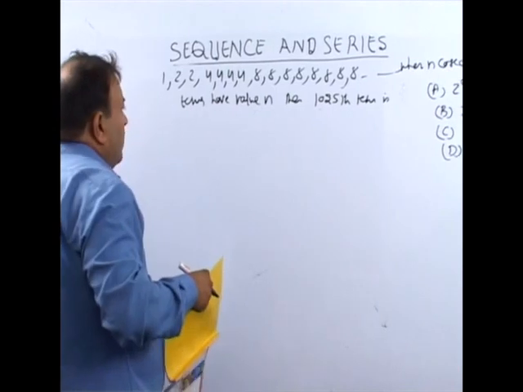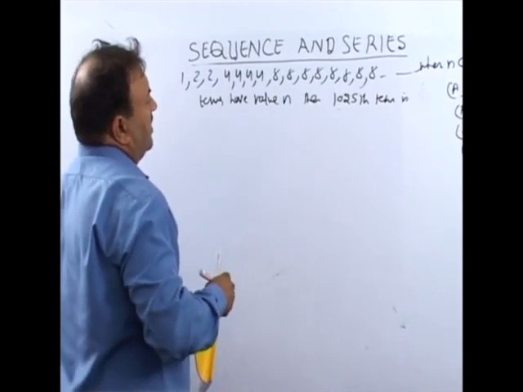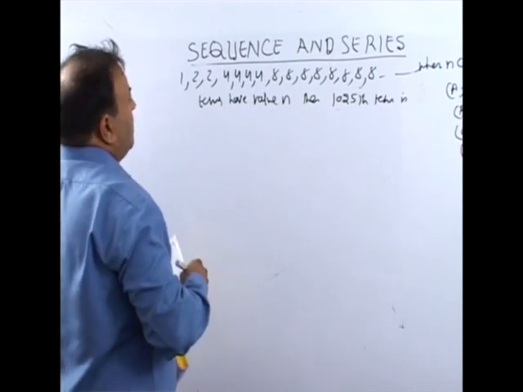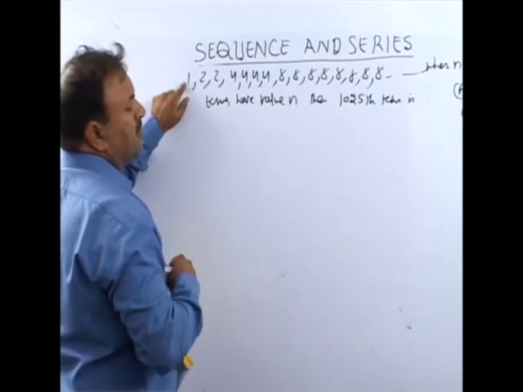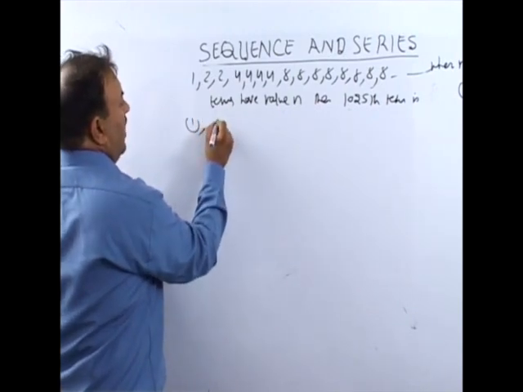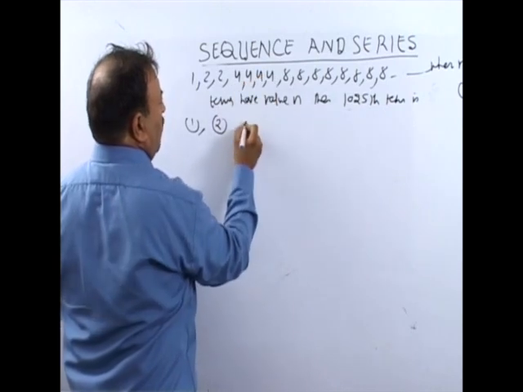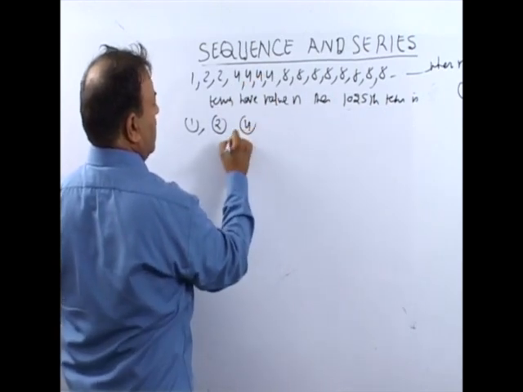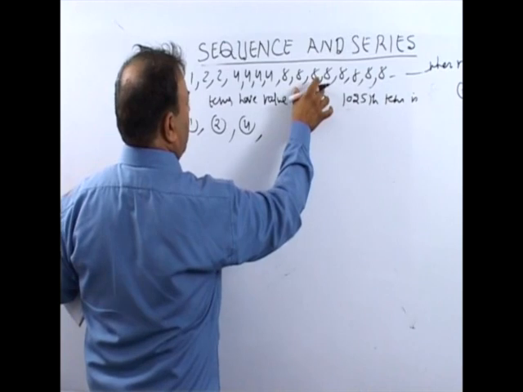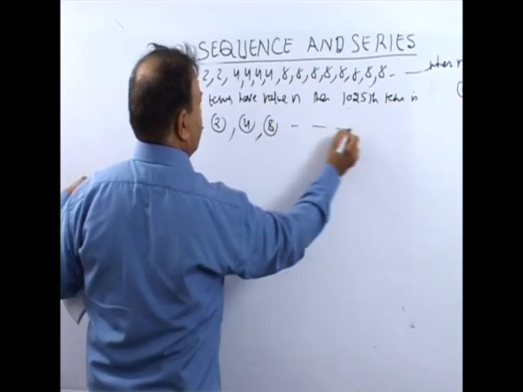Now the method of doing these types of questions is, we just see the things. Look, how many times is 1 repeating? The first term is repeating 1 time. How many times is the second term repeating? It is 2 times. The 4 term is repeating 4 times, and the 8 term is repeating 8 times.